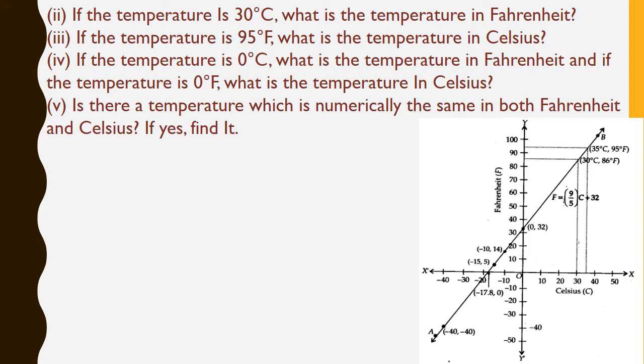More questions have been given in the given sum. That is, if the temperature is 30 degrees, what is the temperature in Fahrenheit? And we have to obtain all the values from the graph, not by calculation but from the graph. So if the temperature is 30 degrees centigrade, we have plotted centigrade along the x-axis. So just like the previous terms, along the x-axis we will take the value 30, and from there we will drop a line which is perpendicular to the x-axis. Let us draw the line or extend the line.